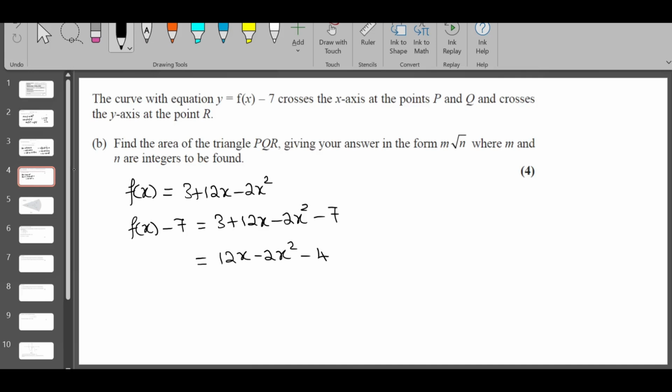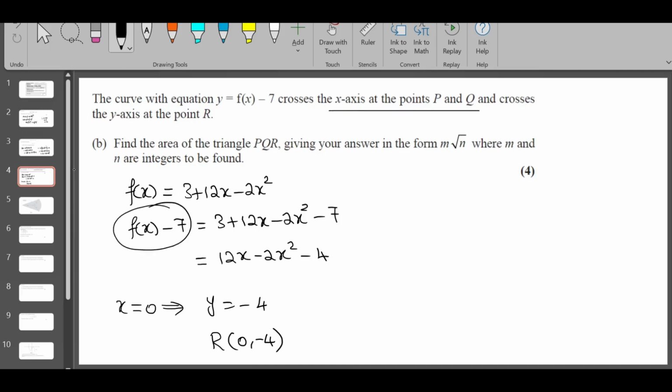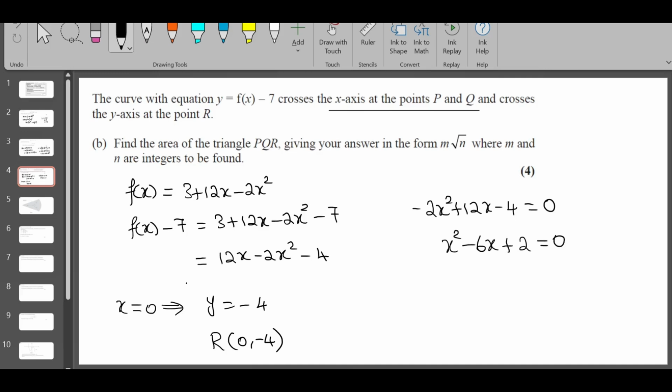That's the function. Now the function crosses the y-axis at R. To find the point where it crosses the y-axis, you replace x by 0. So it's going to be 0, minus 4. That's the point R. Now, to find the points where it crosses the x-axis, you need to replace y by 0. Y is this whole thing. So minus 2x squared plus 12x minus 4 is 0. When you divide through by minus 2, you're going to get x squared minus 6x plus 2 is 0. Let's solve this.